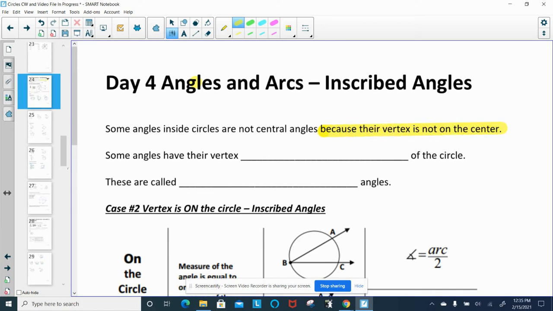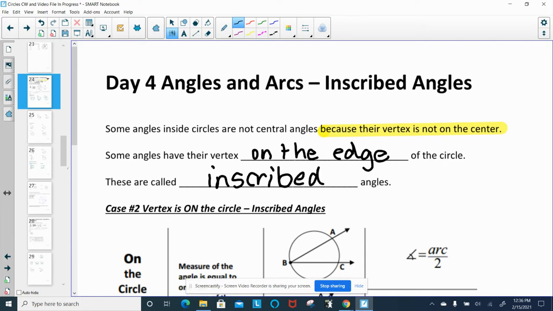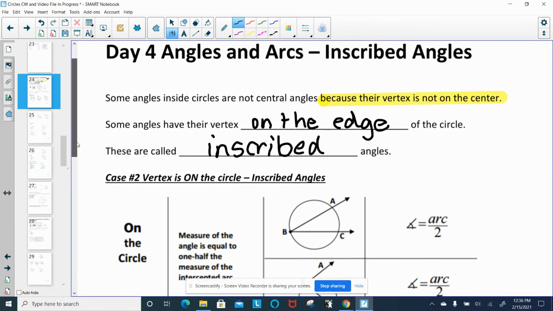As we learned with central angles, the vertex is on the center, and that makes it a very nice, easy situation. But that is not always the case. Today, when we talk about inscribed angles, these will have their vertex on the edge of the circle. And these are called inscribed angles. Okay. So this is the second case with angles and arcs.